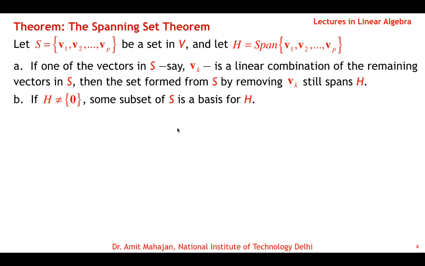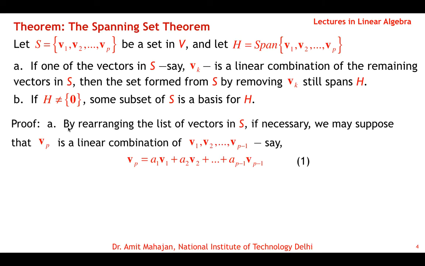Okay, so proof of this, so first part, say by rearranging the list of vectors in S, okay, these vectors v1 v2 vp, if necessary we may suppose that the last vector is a linear combination of the preceding vectors. Okay, so say vp is a linear combination of v1 v2 up to vp minus 1. Okay, so vp can be written as a1 v1 plus a2 v2 plus so on up to a(p minus 1) v(p minus 1). Okay, so any vector can be a linear combination of others. Okay, so we can rearrange them to make it the last vector, and then we can write this equation.